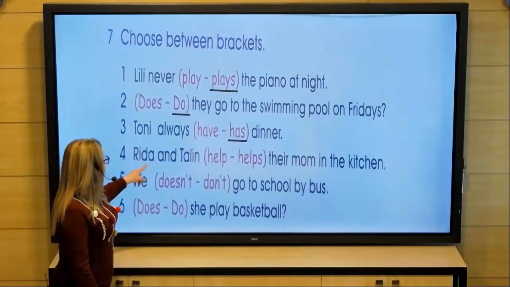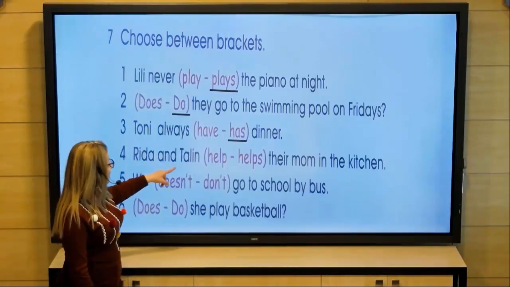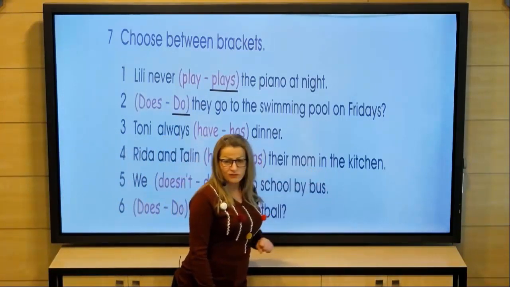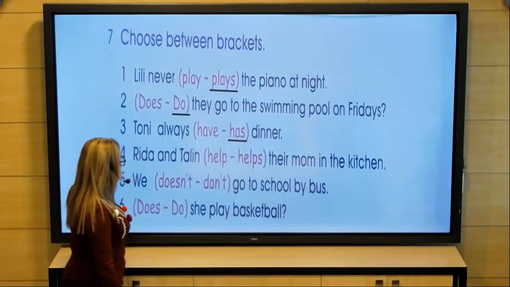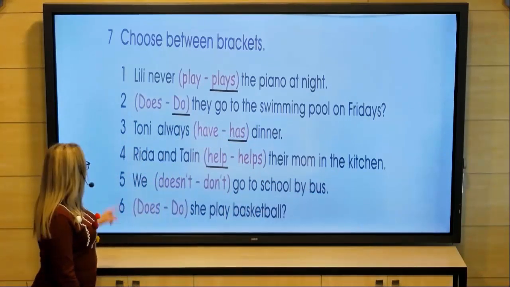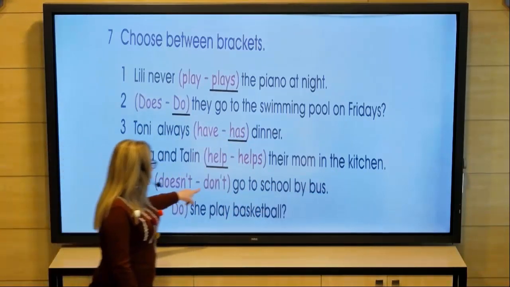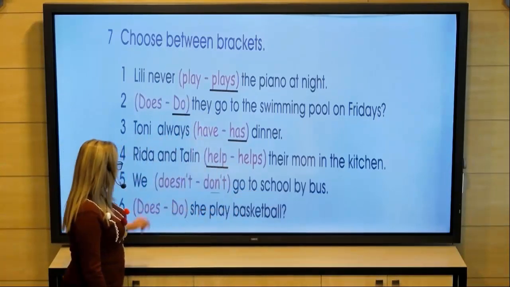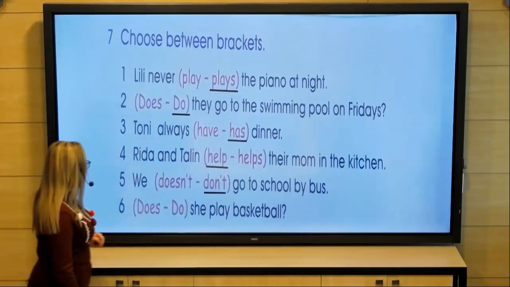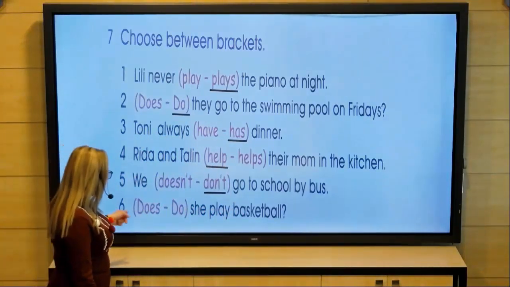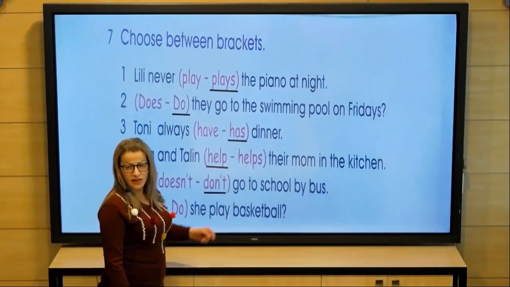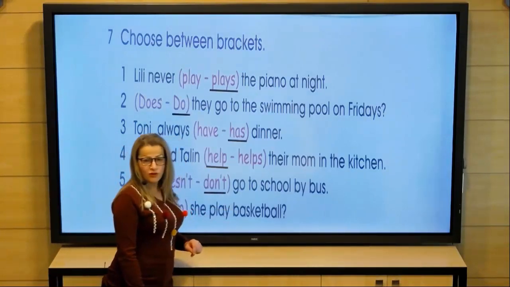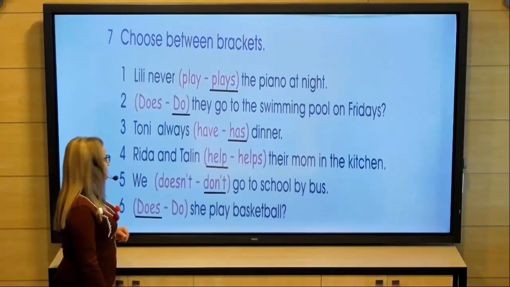4. Rita and Tallinn help or helps their mom in the kitchen. So we have to choose help. 5. We doesn't or don't go to school by bus. We have to choose don't. The last one, number 6. Does or do she play basketball? So you have to choose does.